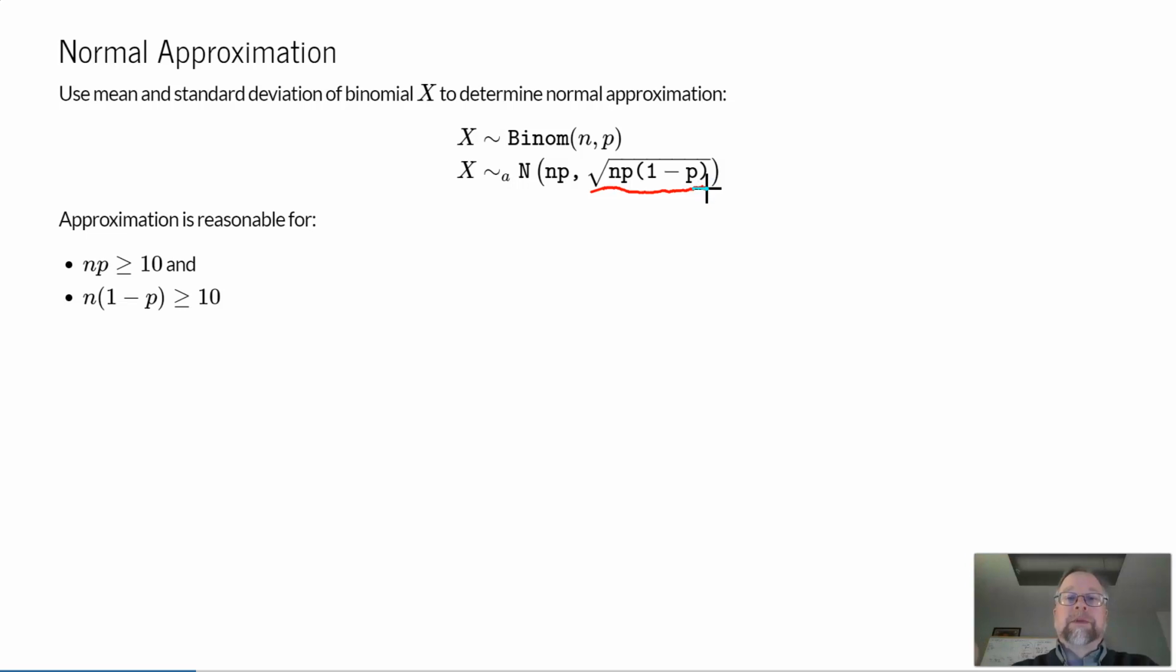Now, in order for this approximation to be reasonable, to be not too terribly far off, we're going to require that n times p, which we call the expected value, but you can think of as the expected number of successes, has to be greater than or equal to 10. And if n times p is the expected number of successes, then n times 1 minus p would be the expected number of failures. We also need those to be greater than or equal to 10. As long as those two conditions are satisfied, then we're good to go.